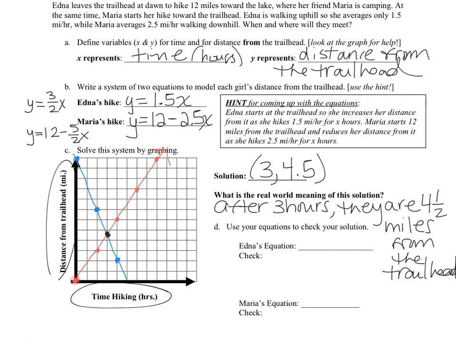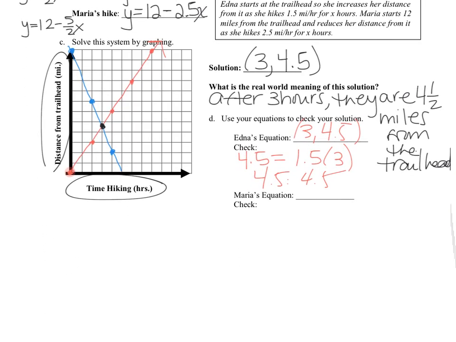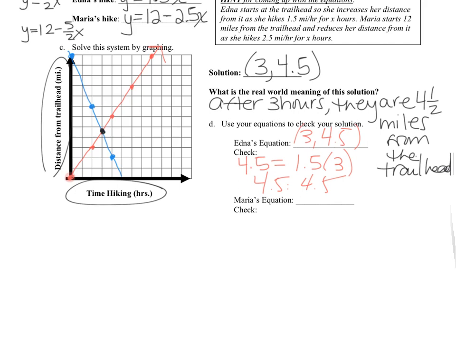Now, if you're going to check Edna's equation by hand and Maria's equation by hand, what you're basically going to do is take their equations and plug the ordered pair 3, 4.5 into their equation. So Edna's equation was y equals 1.5x, so we're checking to see, does 4.5 equal 1.5 times 3? And it does. And then if I'm going to check Maria's, I'm just plugging 4.5 into Maria's equation.